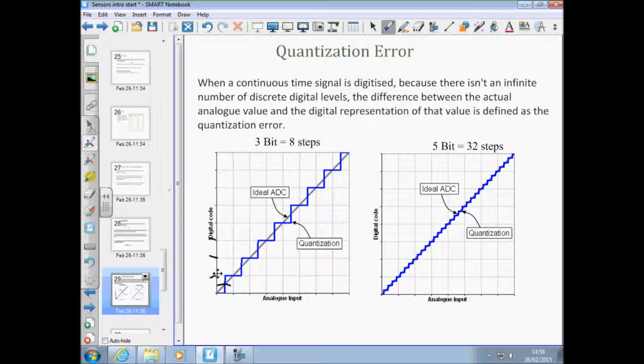By increasing the number of bits, and that particular diagram was a 5-bit, which gives us 32 steps, you can see the quantization errors are that much smaller because of the extra number of steps you have to represent the voltage.